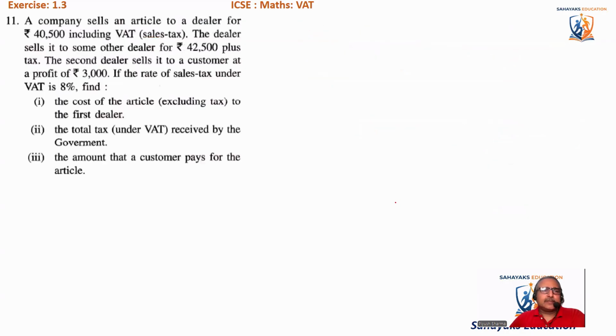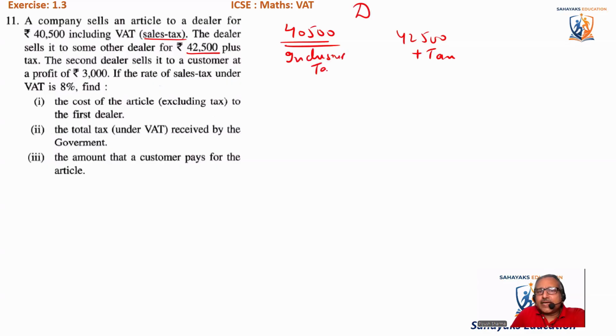Okay, coming to the next question here. A company sells an article to a dealer for 40,500. So 40,500 is the price at which it sells to a dealer. The dealer is purchasing at this price including VAT, sales tax. This price is inclusive of VAT. The dealer sells it to some other dealer for 42,500 plus tax. This is exclusive of tax, so there's a difference here.